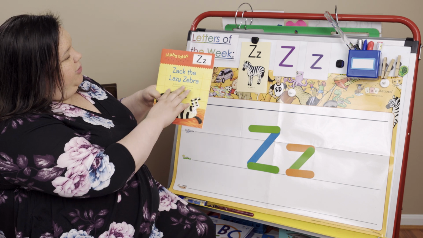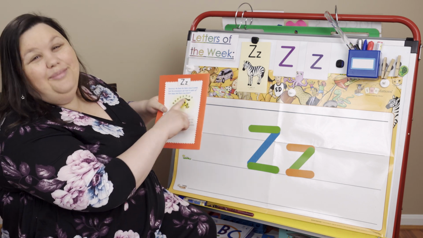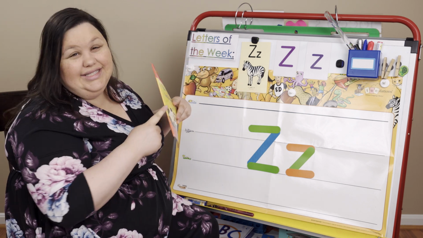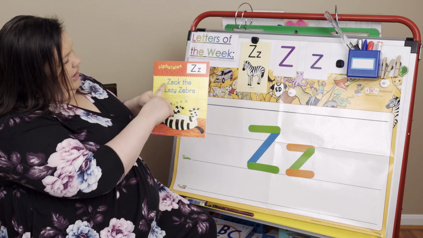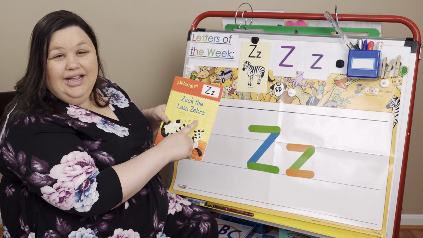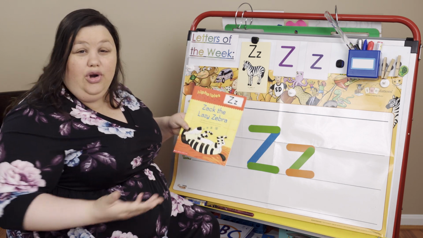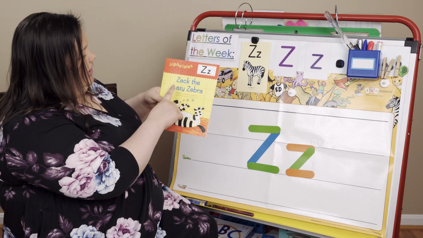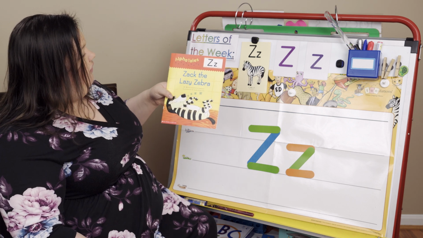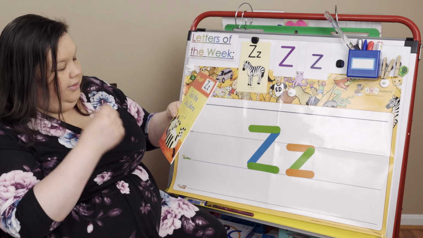This is the front of our book. This is the back of our book. This is the side, or the spine. What's this called again? Yeah, the title. The big letters on the front are called the title. Zach the Lazy Zebra, Alpha Tails, letter Z.